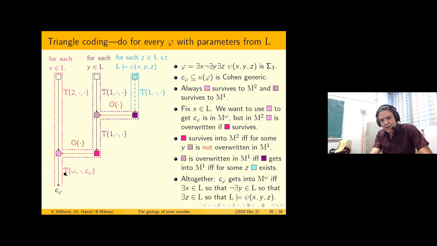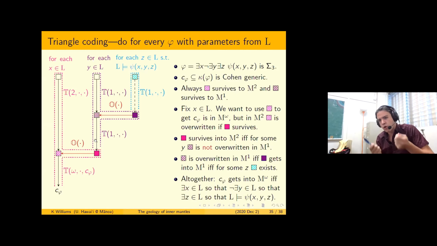So putting this all together, C phi gets an M omega if there exists an x, so that there's not a y, so that there exists a z, so that this holds. So exists, not exists, exists. We're exactly coding it when this is true.